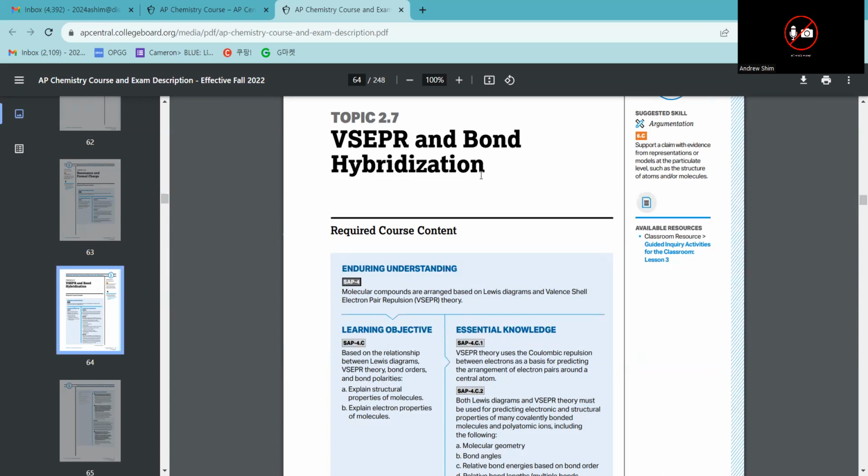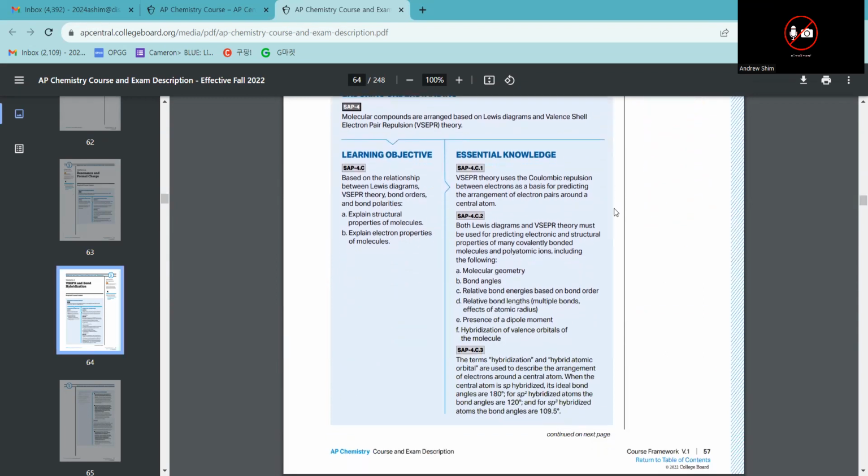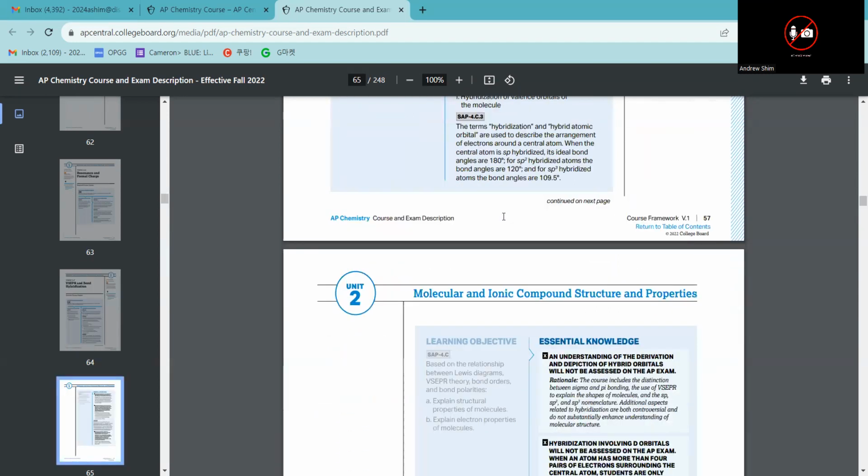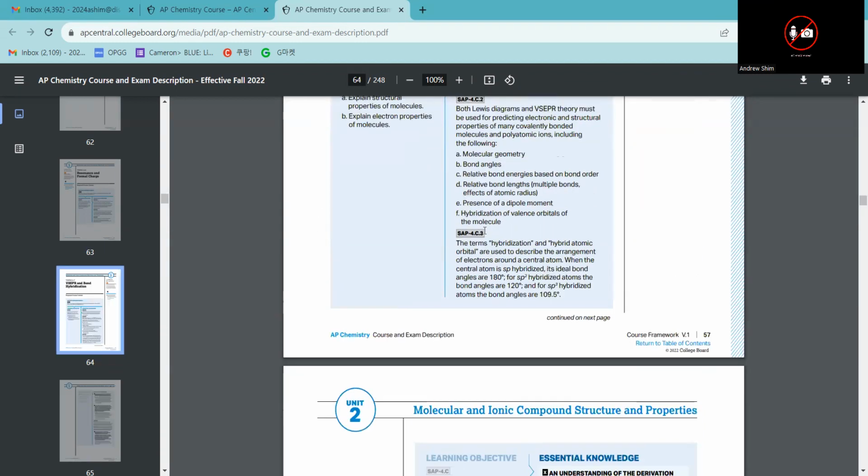Same with hybridization. This also comes out really a lot, and to be honest, there's no other tip than memorizing, so they're really important. Here it talks about molecular geometry and bond angles, and those are some various factors when it comes to Lewis structures and VSEPR. And to be honest, you have to memorize bond angles, geometry, and everything, so there's no other solution.